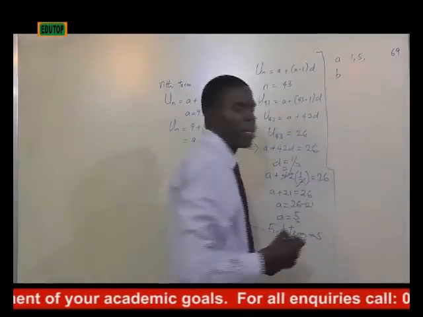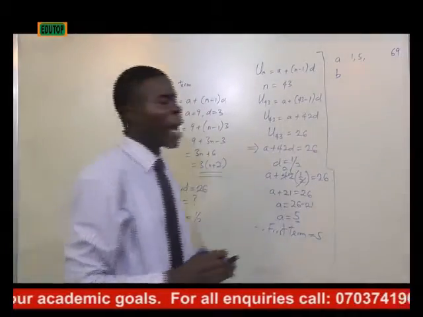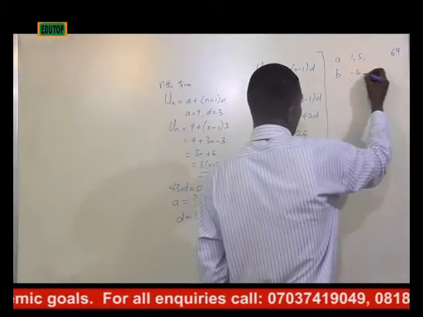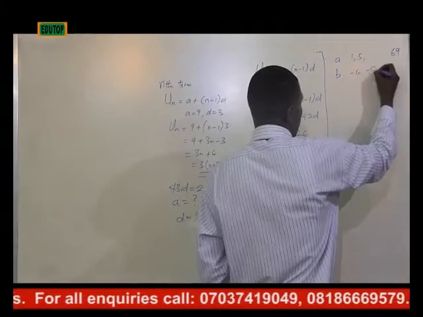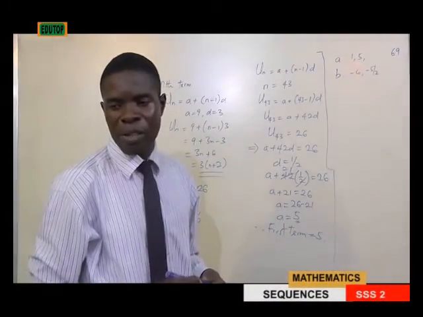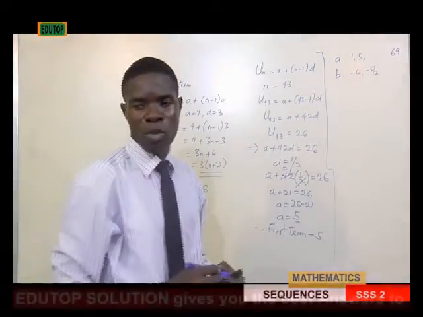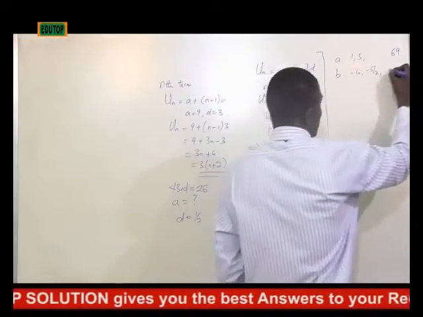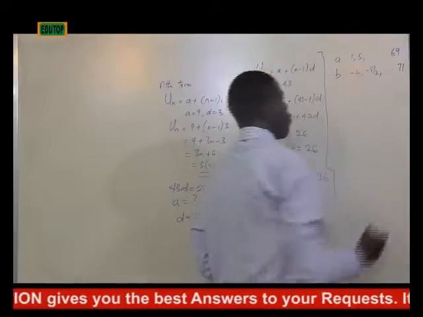Then we have our B. We have minus 6, minus 5 over 2, and we have the last term as 71.